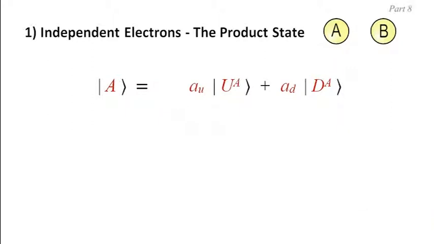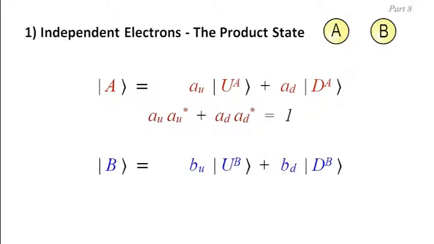However, whatever the values of AU and AD for this general state for the electron A, normalization requires that AU squared plus AD squared should be equal to 1, or strictly speaking, AU star AU plus AD star AD must equal 1. Now we could similarly write the general normalized state for electron B as this.